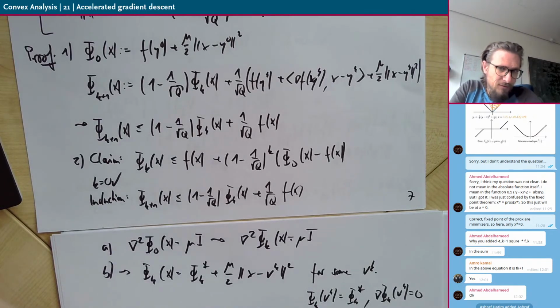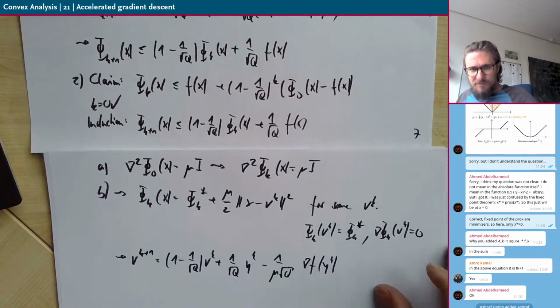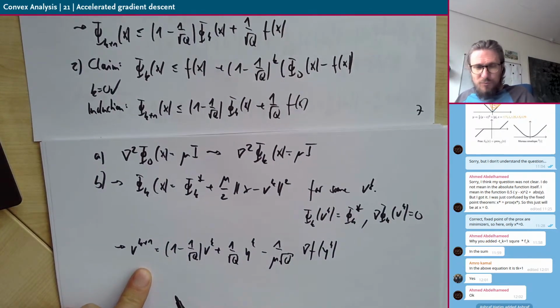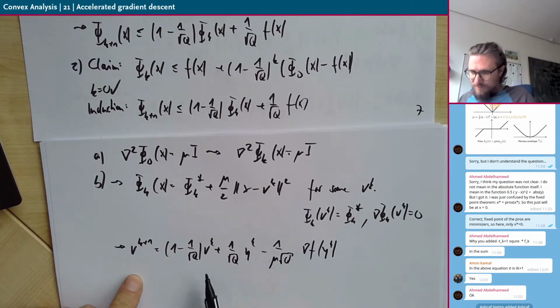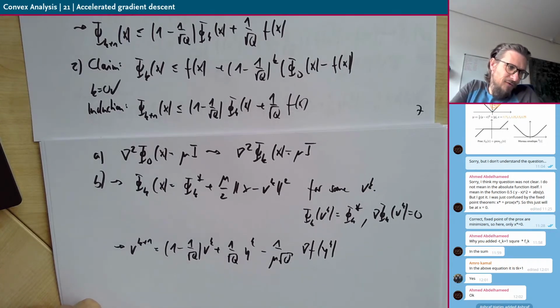Sorry, I've been off screen the full time. So what we do is use the recursion for phi, taking the gradient of the full recursion for phi, and turning this into a recursion for the vk's. It's in the side remark in the lecture notes, and you'll end up with this here. Vk plus 1 is equal to 1 minus 1 over square root of q vk plus 1 over square root of q yk minus 1 over mu times square root of q gradient f of yk. So that's the recursion for the v's.